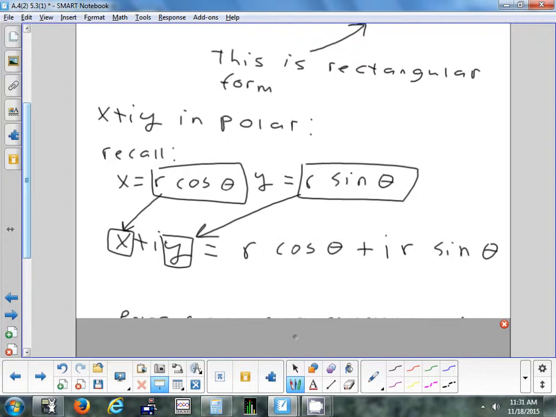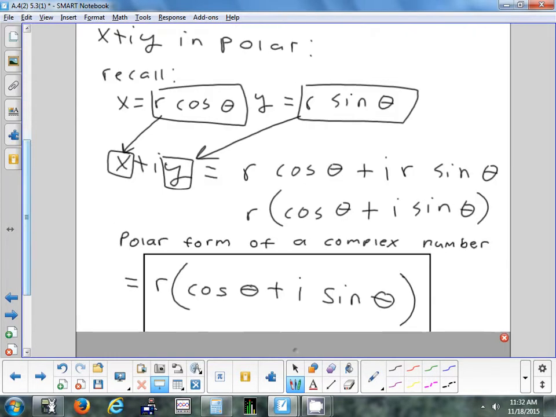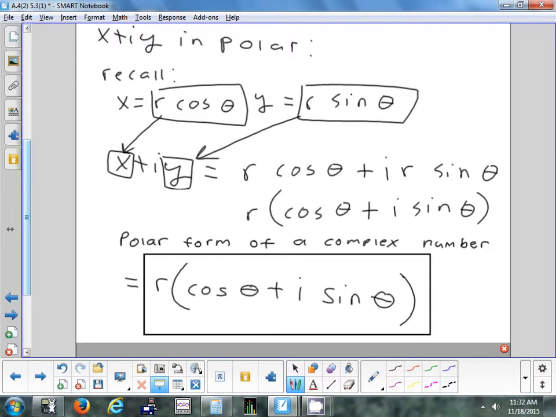Now, what do both of these have in common in front of the trig functions? They both have an r. When two things have the same thing in common, we don't have to write it twice. We can just put it in front of everything. So we could have r cosine theta. And if I take an r out of the second part, what am I left with? i sine theta. So I did the reverse of the distributive property, put the r in front. And that's the polar form of a complex number: r times cosine theta plus i sine theta.